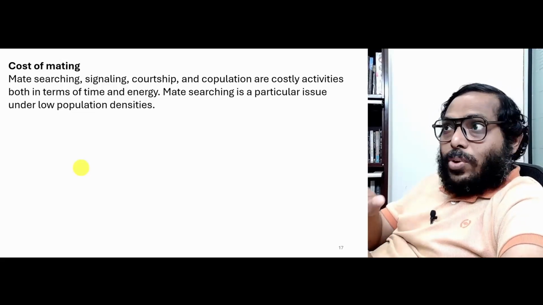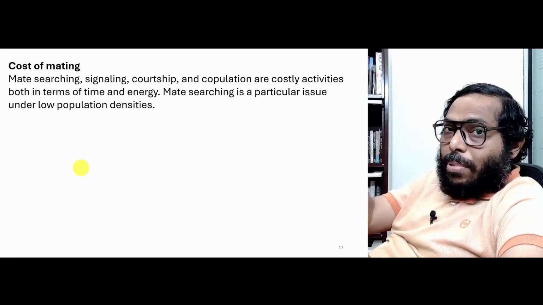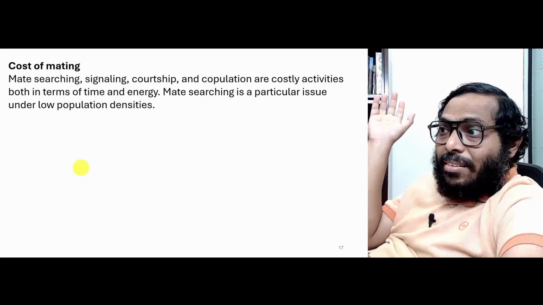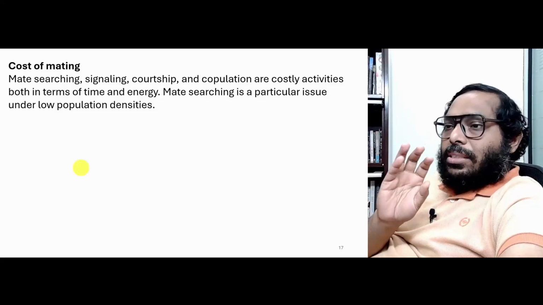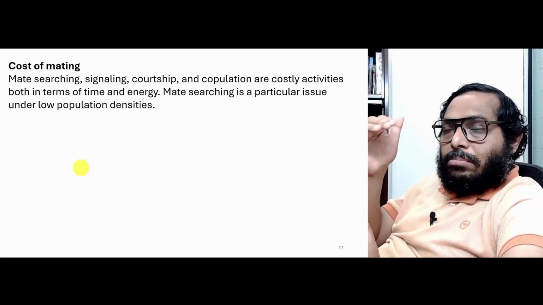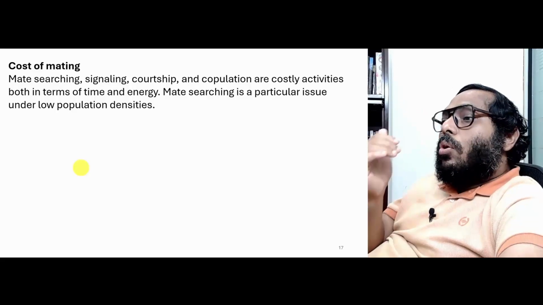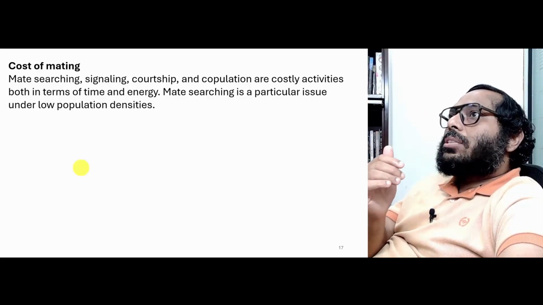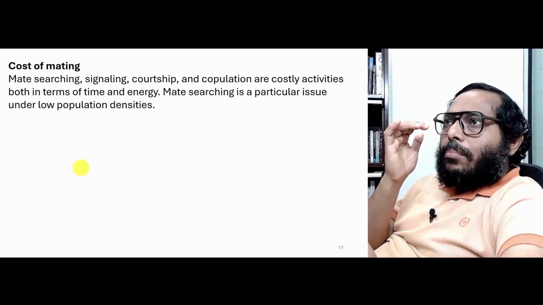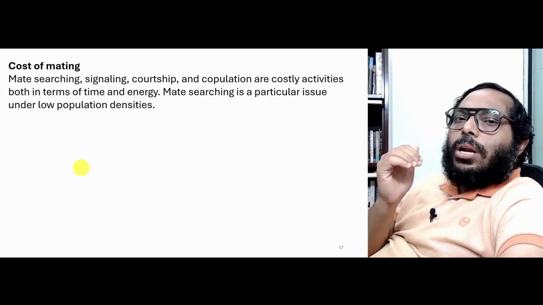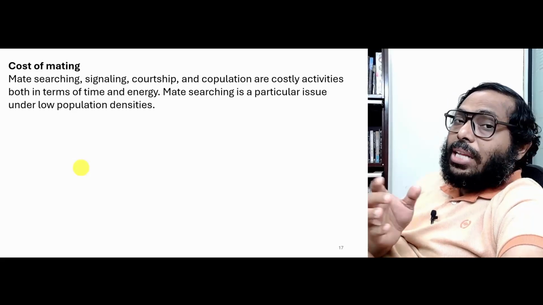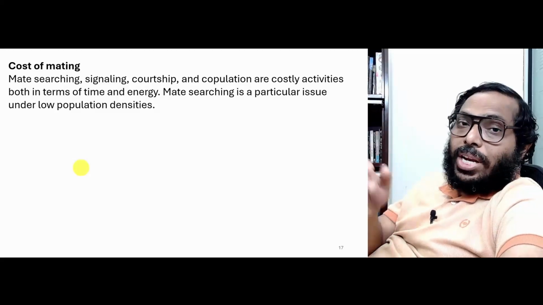When you are dancing, you are extremely good for the female, but you are also attracting the attention of the predators. You might get killed, right? So, all these things, searching, signaling, courtship, and even copulation is a pretty energy spending activity. So, all of these are very costly in terms of energy and time. And this becomes a particularly thorny issue when the population size becomes small, because then you have to spend even more time, even more energy in doing this.